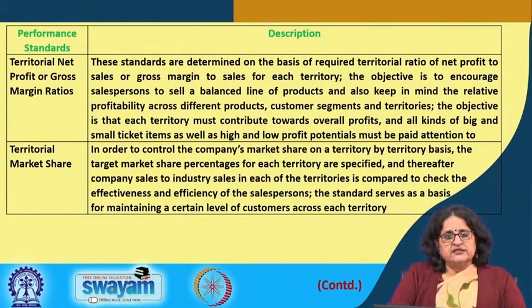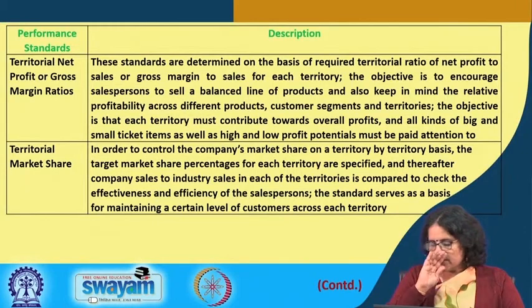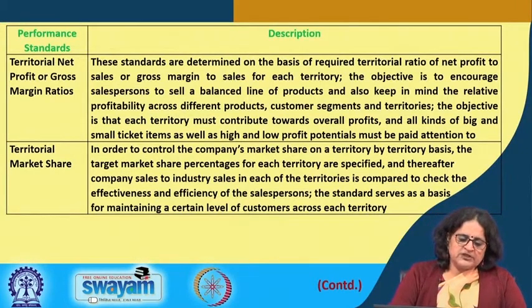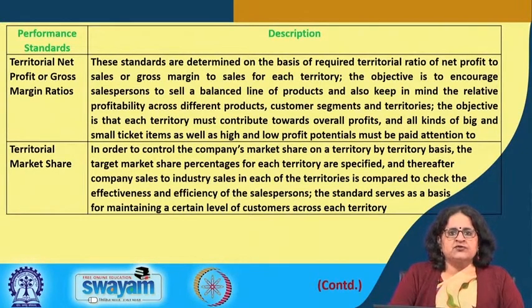The next standard is the territorial market share. Now, in order to control the company's market share on a territory by territory basis, the target market share percentages for each territory are specified. So what the company tries to do is stipulate the target market share percentage for each territory, so that the market share of the company can be controlled on a territory by territory basis.